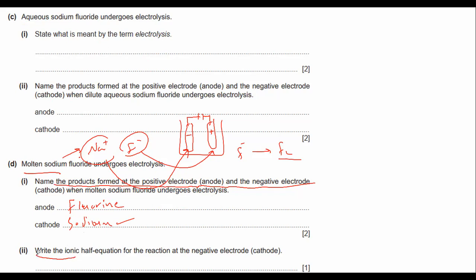Write the ionic half equation for the reaction at the negative electrode. Guys, at the negative electrode, sodium ions go there. So Na plus plus 1 electron gives us Na. That's it. So this equation now is over.